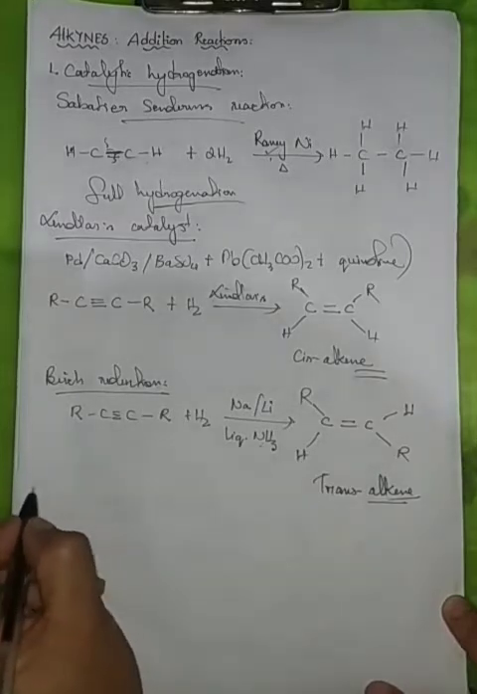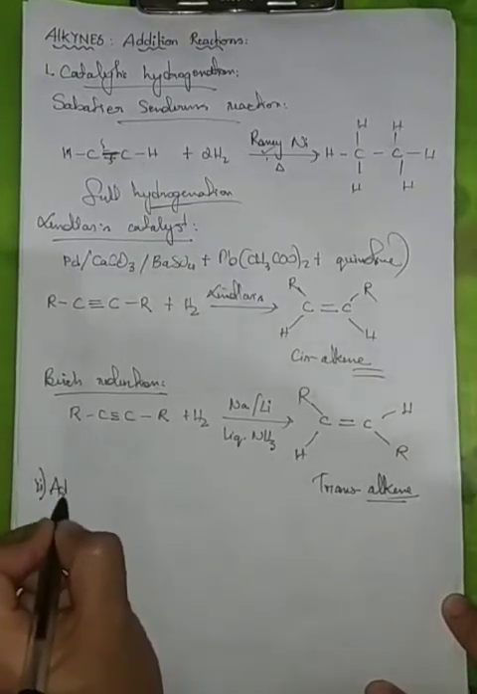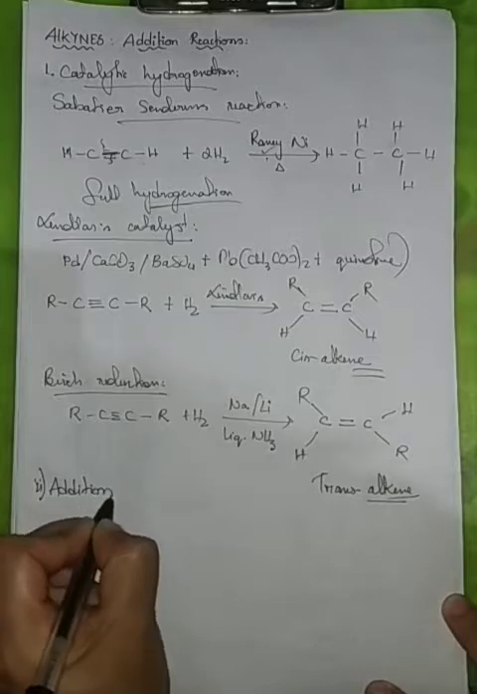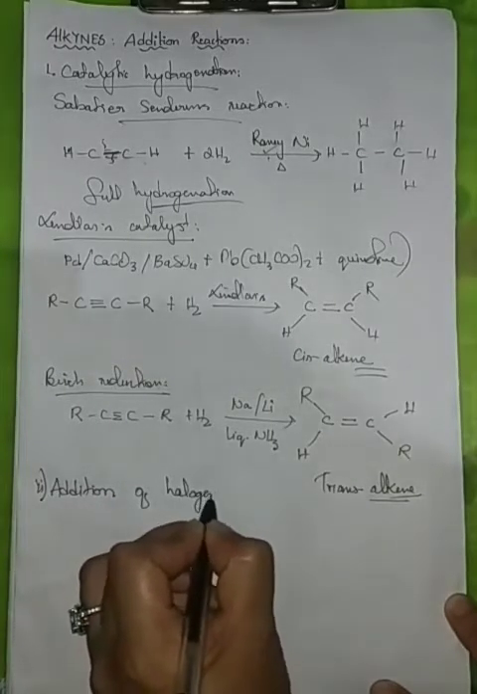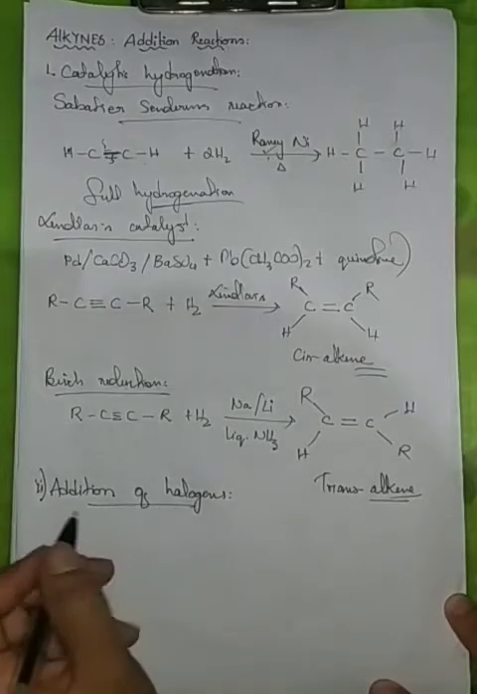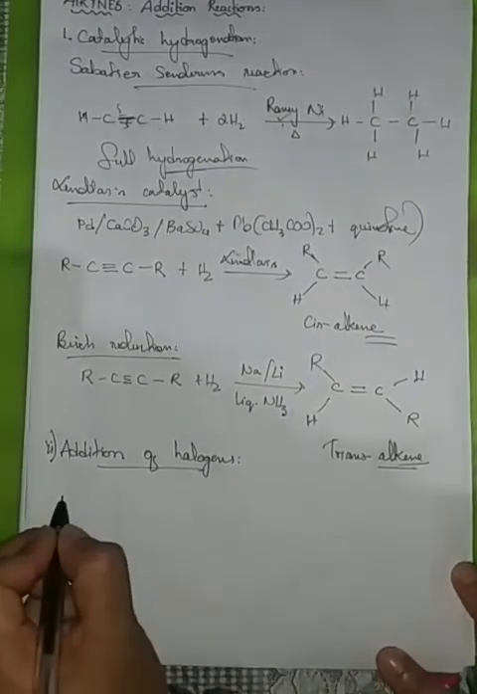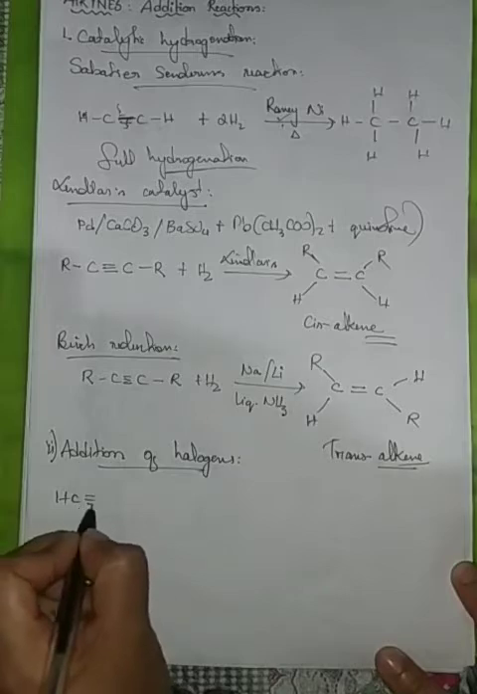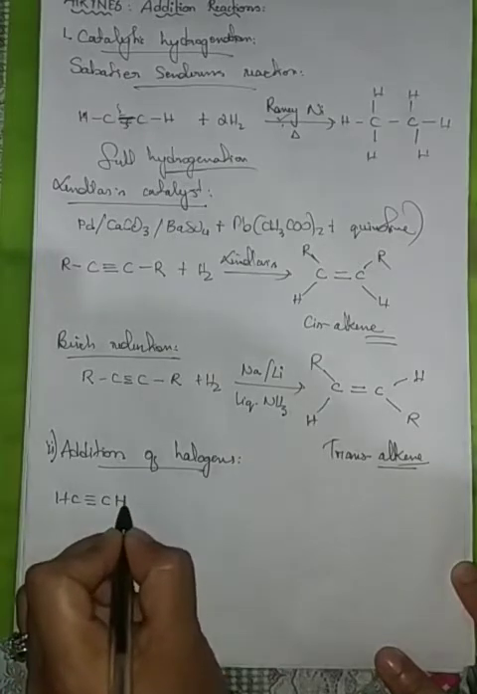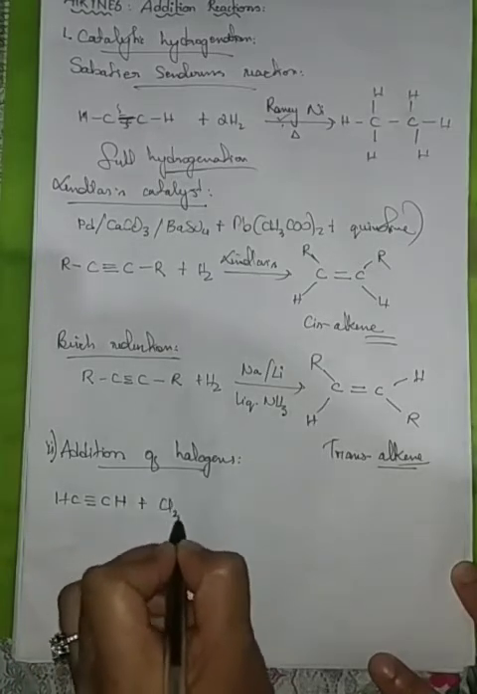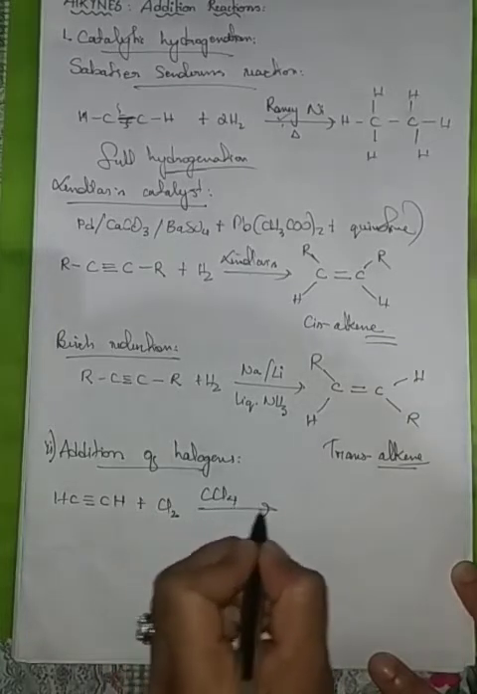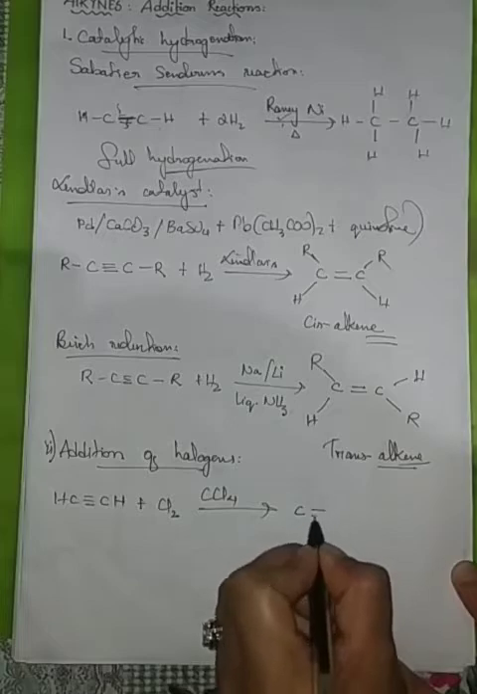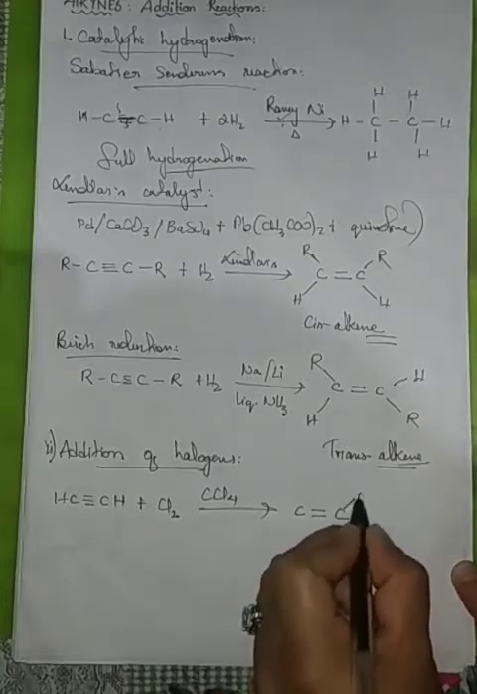Now the second one is addition of halogens. Now how does the addition of halogens take place? Let's check the reaction here. Carbon to carbon triple bond, this is an ethyne molecule. Now in the presence of CCl4, we'll be getting carbon to carbon double bond, and then ClH.